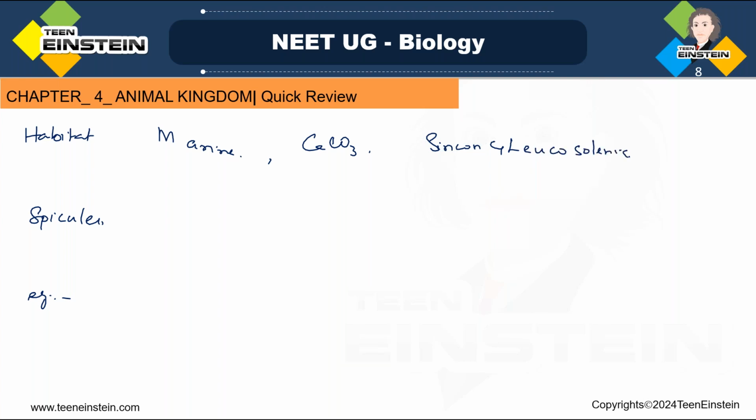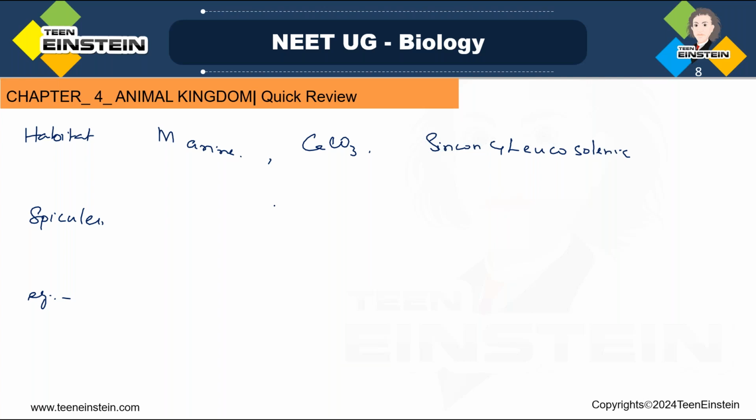These are the examples. Okay, and in class Hexactinellida, you can see that it also has marine habitat, and here the spicules are made up of silica. Then Euplectella and Hyalonema are the examples.